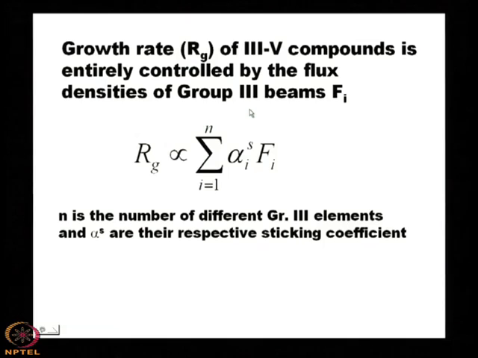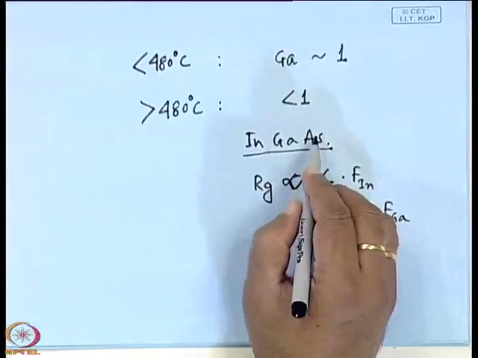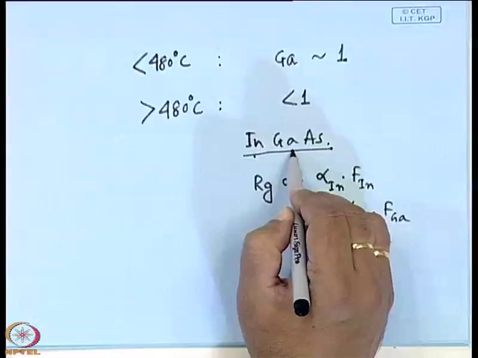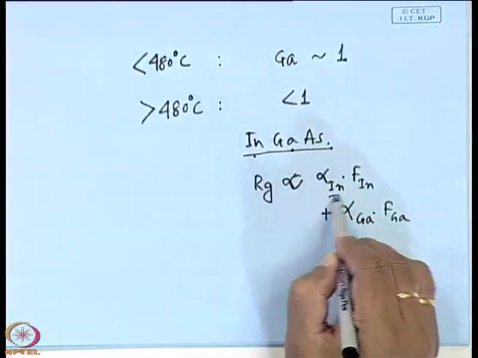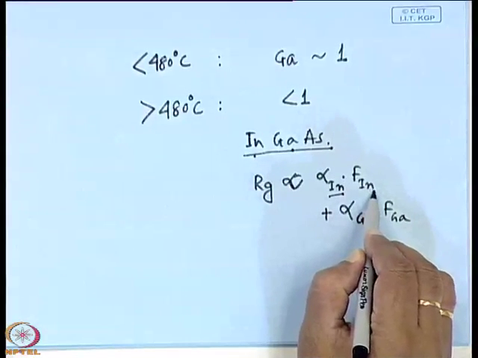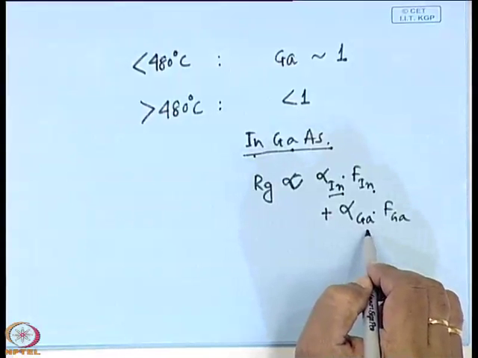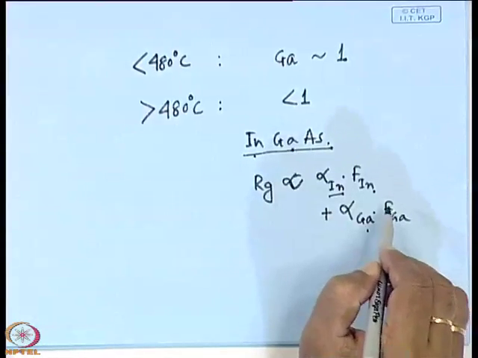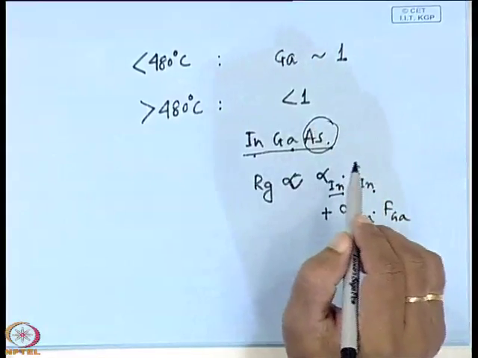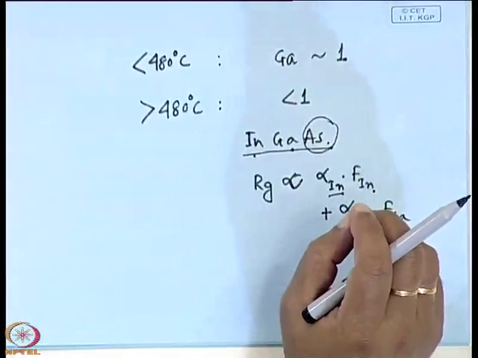So, if I would like to grow indium gallium arsenide, here the group 3 elements are indium and gallium. So, the sticking coefficient of indium multiplied by the flux of indium plus the sticking coefficient of gallium multiplied by the flux of gallium. Arsenic has no role basically in the growth of indium gallium arsenide so far as the growth rate is concerned. Arsenic cannot change the growth rate. Growth rate will be governed by the group 3 elements.